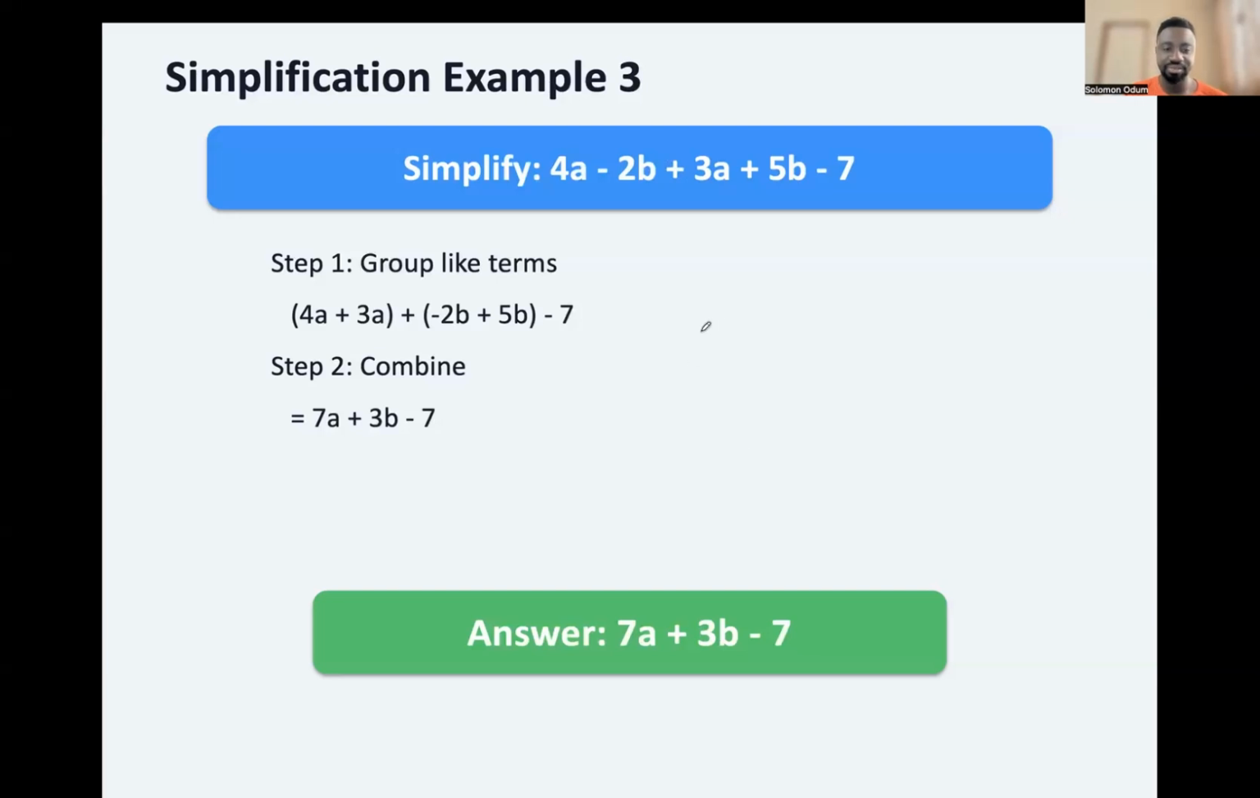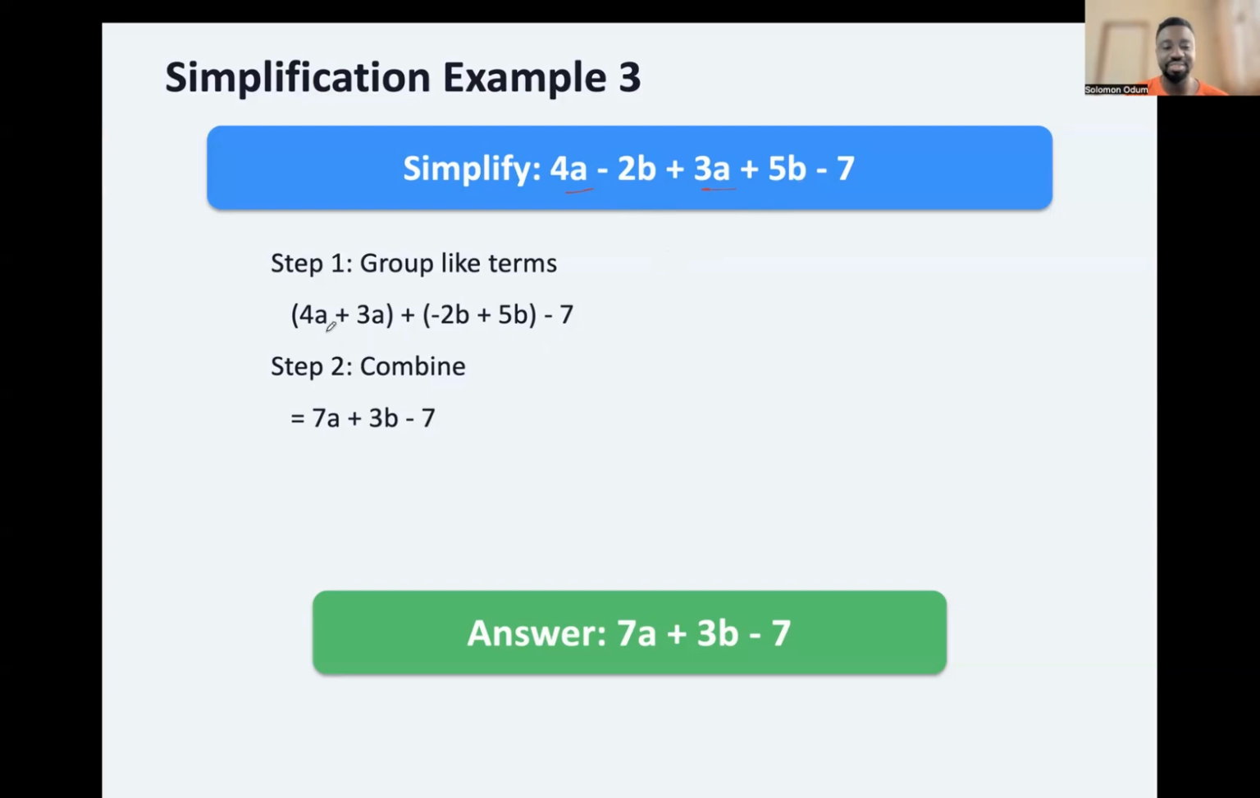Another one: simplify 4a minus 2b plus 3a plus 5b minus 7. We group the like terms: 4a and 3a are like terms, and minus 2b and positive 5b are the same terms. They have the same variables. And minus 7 is a constant.